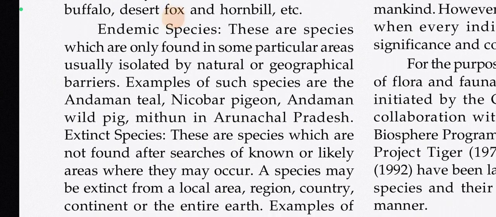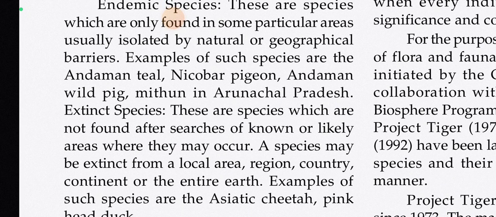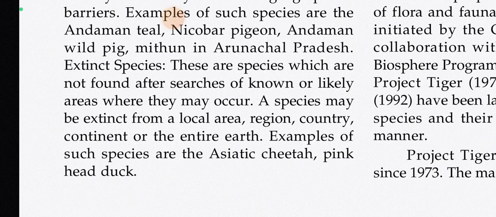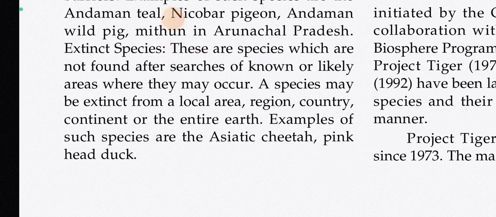Endemic species. These are species which are found only in some particular areas, usually isolated by natural or geographical barriers. Examples of such species are the Andaman teal, Nicobar pigeon, Andaman wild pig, Mithun in Arunachal Pradesh. Extinct species. These are species which are not found after searches of known or likely areas where they may occur. A species may be extinct from a local area, region, country, continent or the entire earth. Examples of such species are the Asiatic cheetah, pink-headed duck.